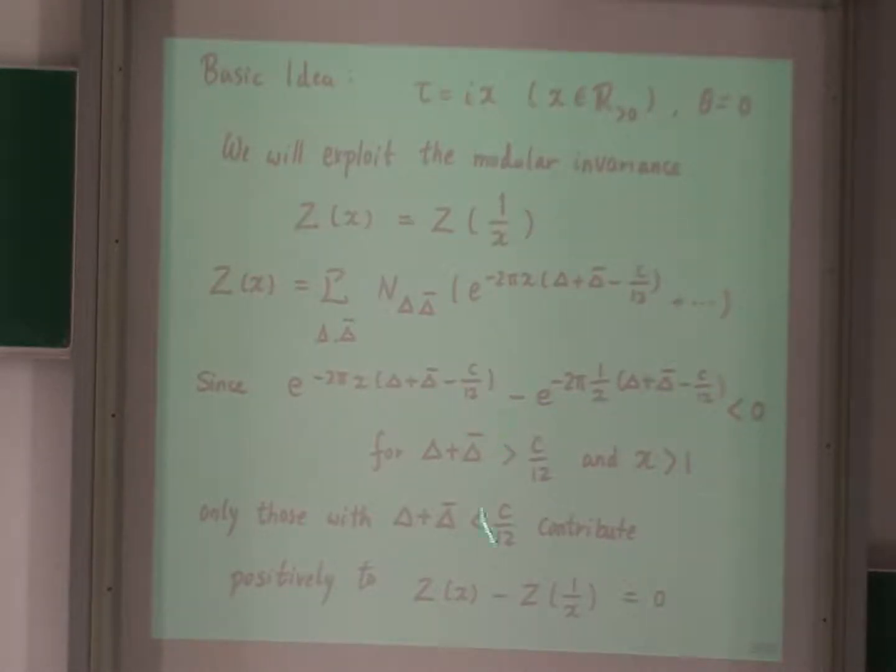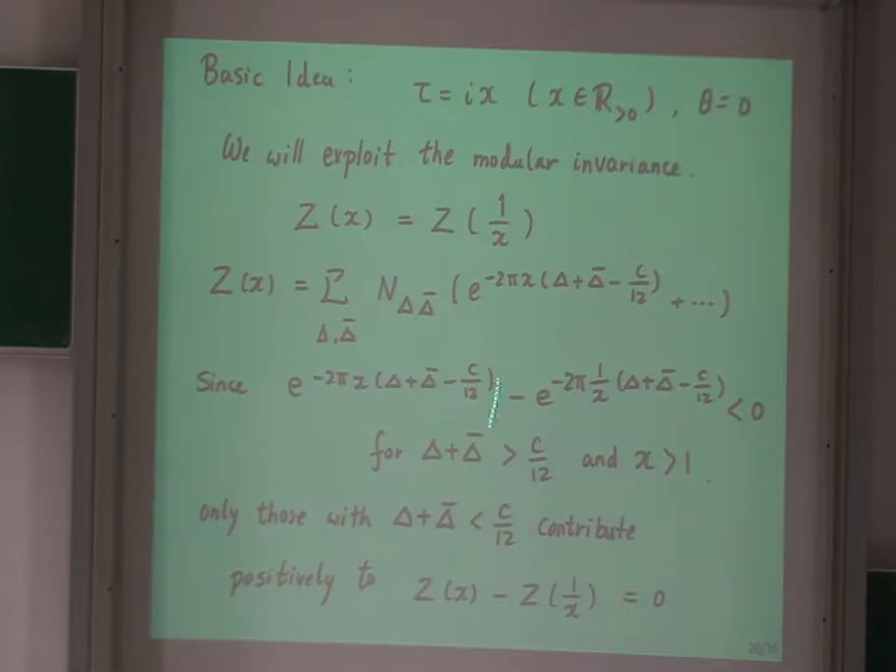And that means something interesting. Suppose you take a difference between this and this, and that should be equal to 0. Something being equal to 0 means that it has to have both a positive part and a negative part, and they should cancel with each other. But most of these terms are negative, because there are infinitely many representations with large delta, but there are only a finite number of states with delta plus delta bar less than c over 12. And they are the only ones which contribute positively to this sum. So by knowing something about the states with large delta, you can deduce something about the number of states with low conformal weight. That's the only idea I'm going to use for the rest of my talk.